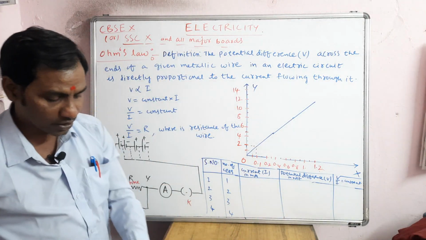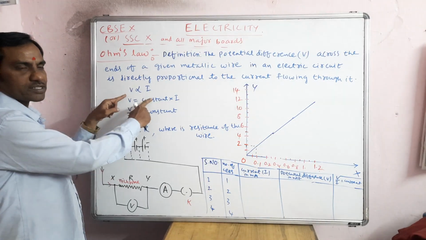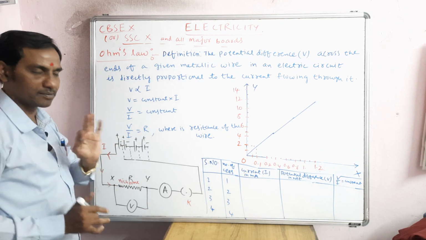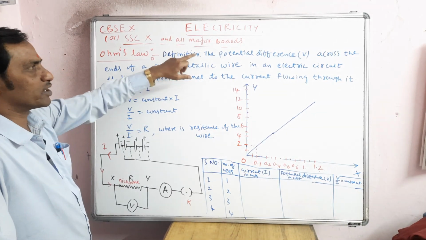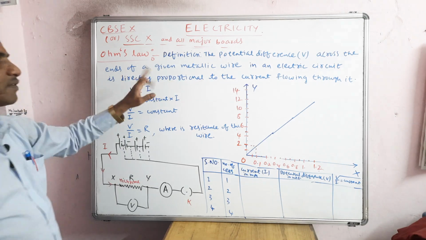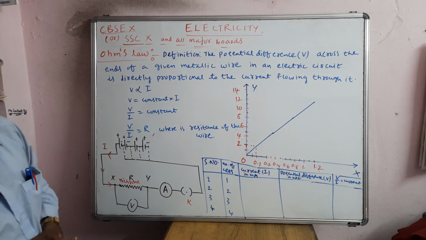It means that current is increasing proportionately with the potential difference. Means V and I are directly proportional. That is the meaning. So that is the reason Ohm's law, what it states, the definition: the potential difference across the ends of a given metallic wire in an electric circuit is directly proportional to the current flowing through it.